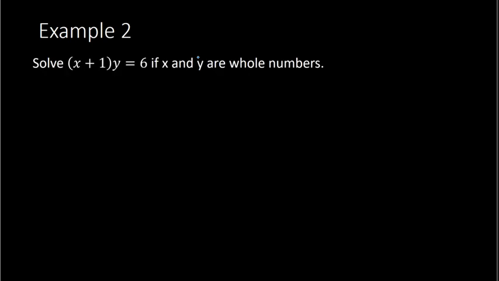Now, example 2 is a little bit different than example 1, because in example 1, we were given numbers to plug in for x or for y. And for example 2, we are not given values to plug in. We are instead just given an equation and told to solve this. So here we have x plus 1 times y equals 6, and we are to solve if x and y are whole numbers.